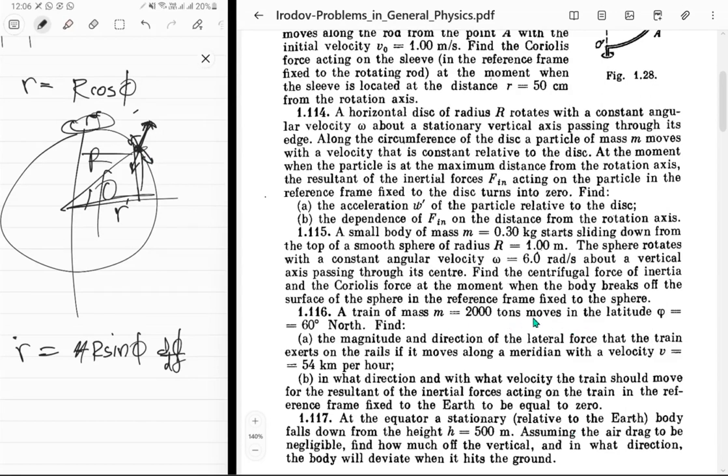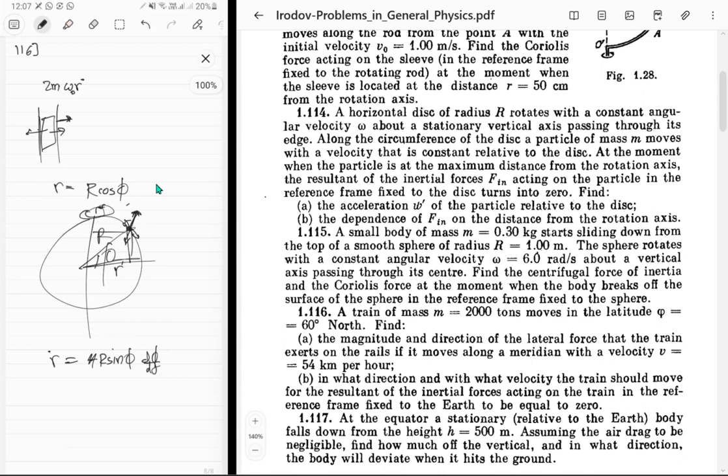Okay, it moves in the latitude 60 degrees north. That's just the latitude, it's not saying anything about direction. Along a meridian with velocity v. I mean, okay, but along north or south? Tell me. I guess we'll have to make it into two cases in that case. Fine. First, calculate the magnitude.